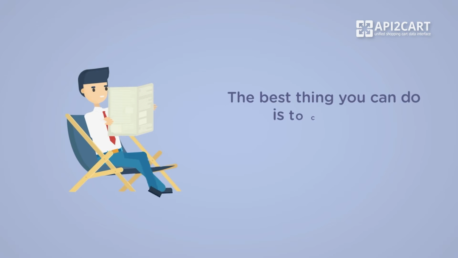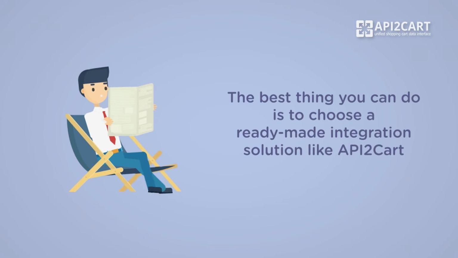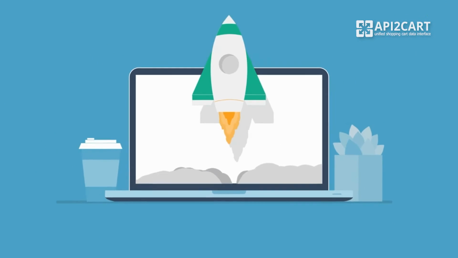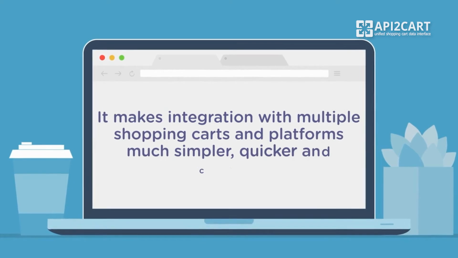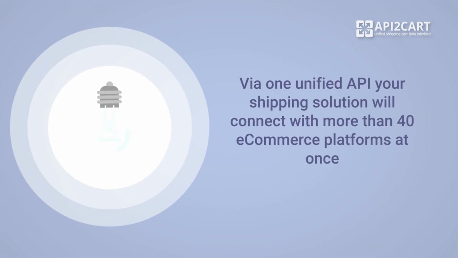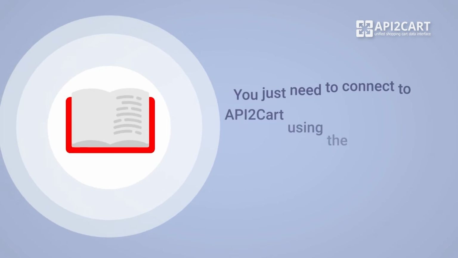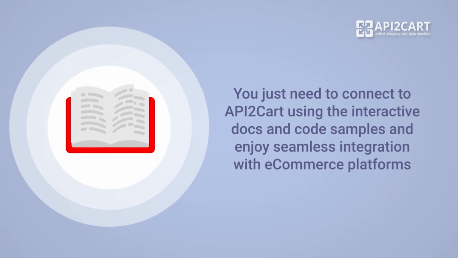The best thing you can do is to choose a ready-made integration solution like API2Cart. It makes integration with multiple shopping carts and platforms much simpler, quicker, and cheaper. Via one unified API, your shipping solution will connect with more than 40 e-commerce platforms at once. You just need to integrate with API2Cart using the interactive docs and code samples, and enjoy seamless integration with e-commerce platforms.